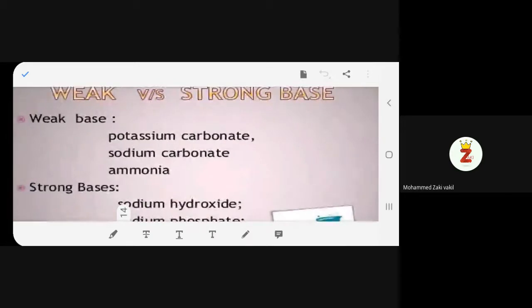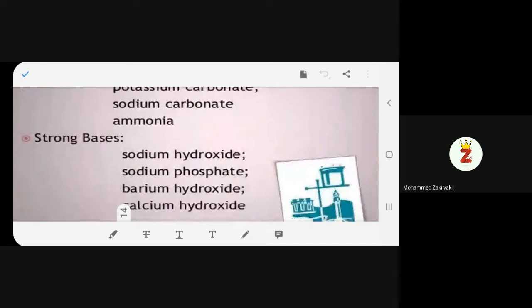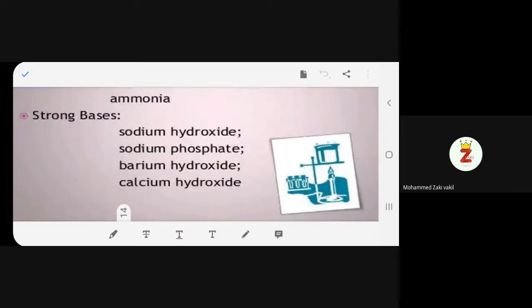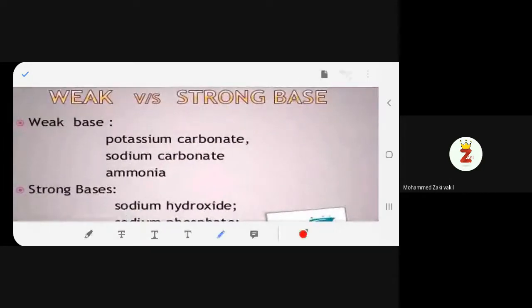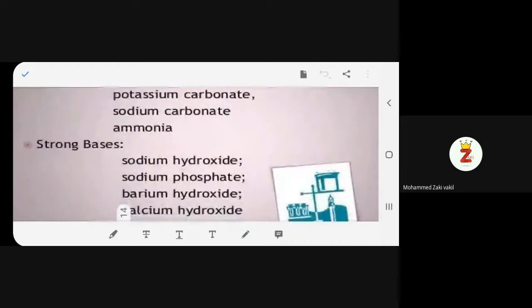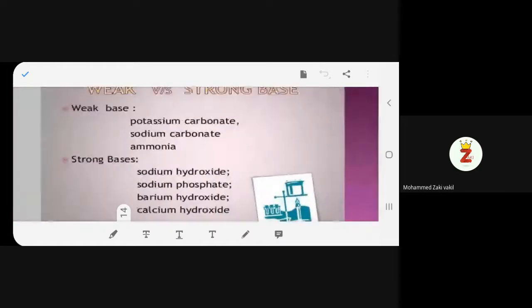Weak versus strong base. Weak bases: potassium carbonate, sodium carbonate, ammonia. That means they don't react so vigorously. Now we will talk about strong bases. They are very good reactants: sodium hydroxide, sodium phosphate, barium hydroxide, and calcium hydroxide. Is it understandable to all of you? This is not there in the book.